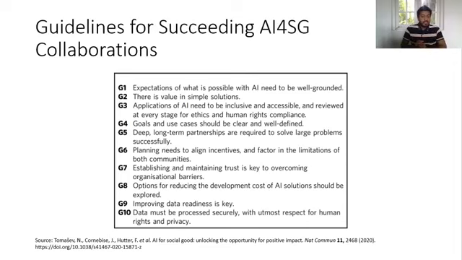And some of these items are quite sensible. For example, expectations of what is possible with AI need to be well grounded. You need to tell the NGO or the government or any social entity that is expecting the technology sector to provide AI solutions to be honest about setting the expectations right, because there is a very sensitive area of trust that needs to be managed very carefully.